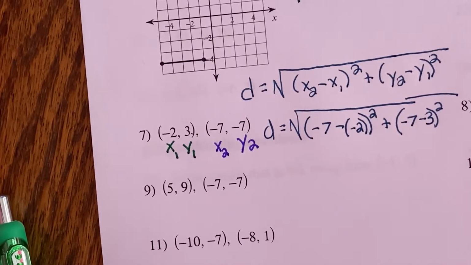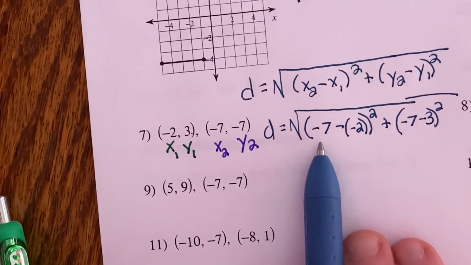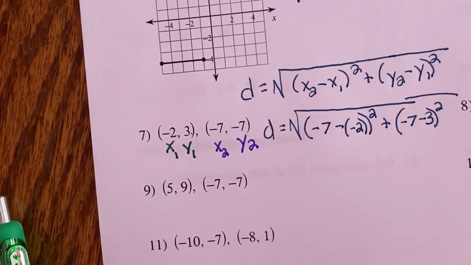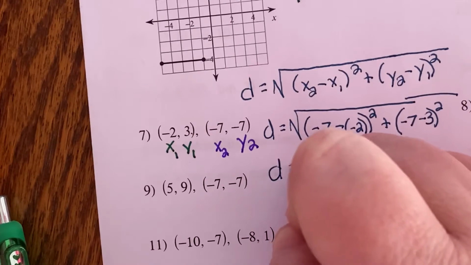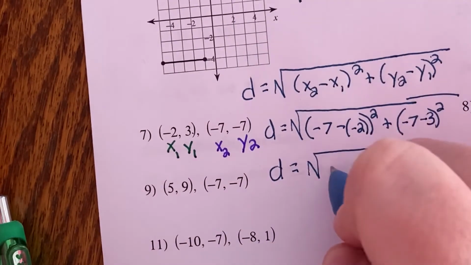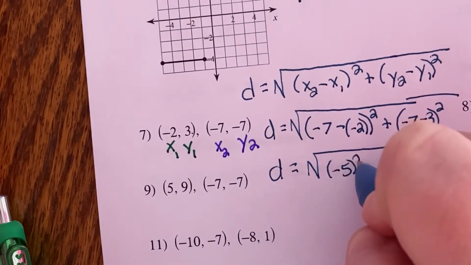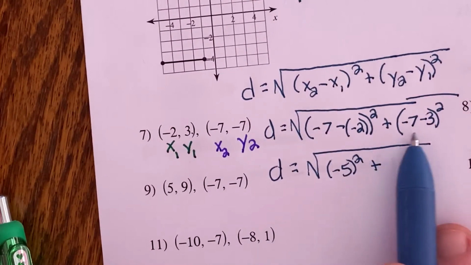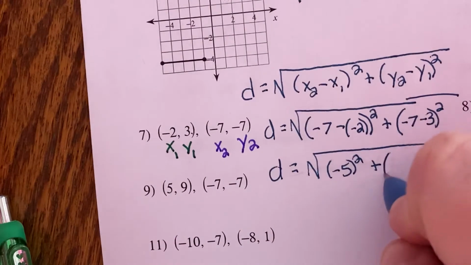We're going to follow PEMDAS, so we're going to do parentheses first. -7 minus -2, we know that that is going to turn into an addition problem. So we're going to have -7 plus 2, which is going to give us -5. Plus -7 minus 3, that's going to give us -10.